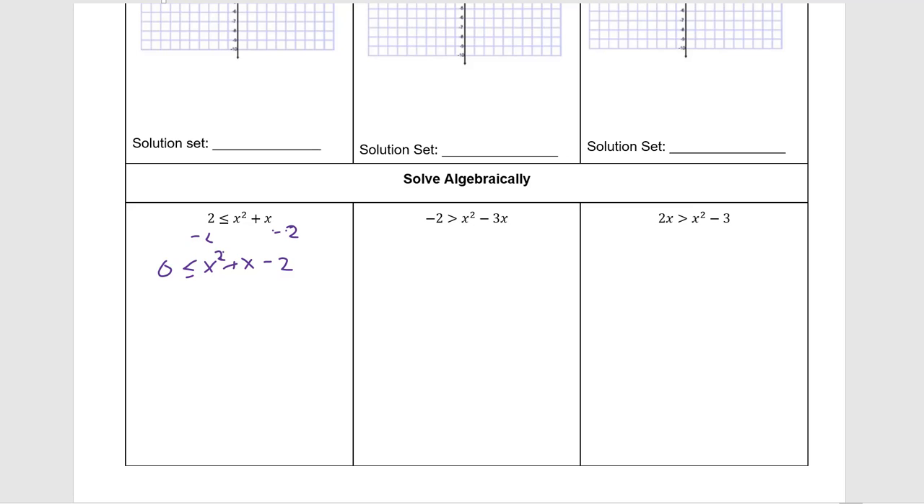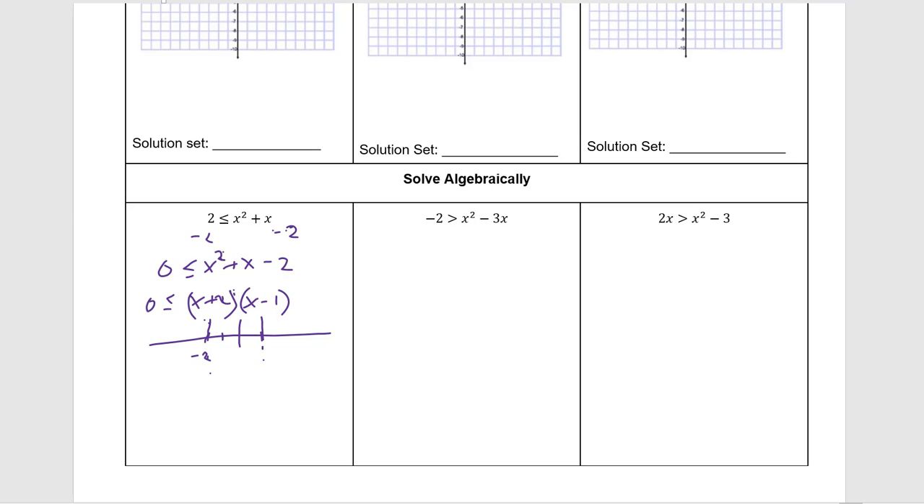So we need factors of 2 that add together to give you a plus 1. So we end up with 0 is less than or equal to x plus 2 times x minus 1. So this gives us our two x-intercepts. Once you know the two x-intercepts, those are your critical points on your number line. So x plus 2 gives us an x-intercept at negative 2, and x minus 1 gives us an intercept at plus 1. So we know that these are our two critical points.